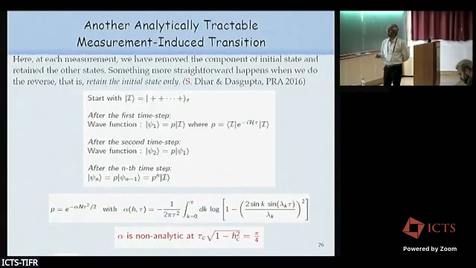Then what is so interesting here? The expression for P can be calculated exactly. And the expression for P can be written in terms of an integral, etc. And one can find analytically that there is a non-analytic behavior of alpha whenever this condition is valid. So you take any HC less than 1 and calculate tau C from here, then you will find a kink at that HC, at that tau C.